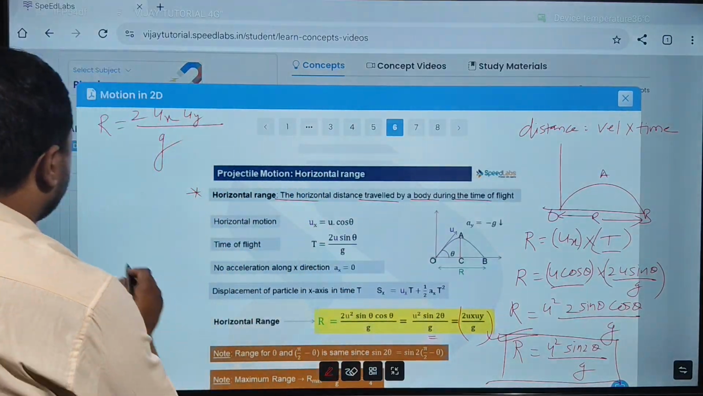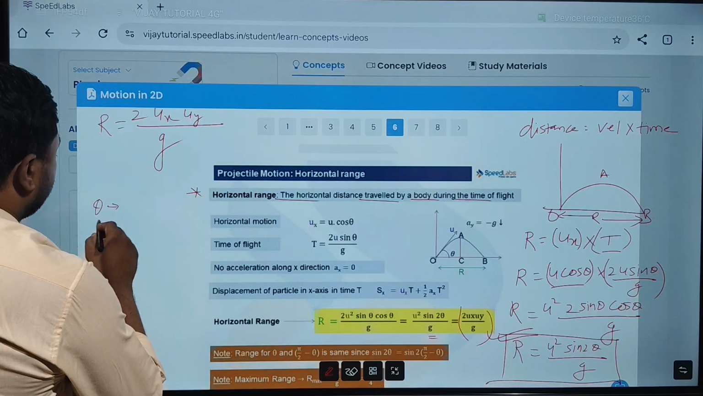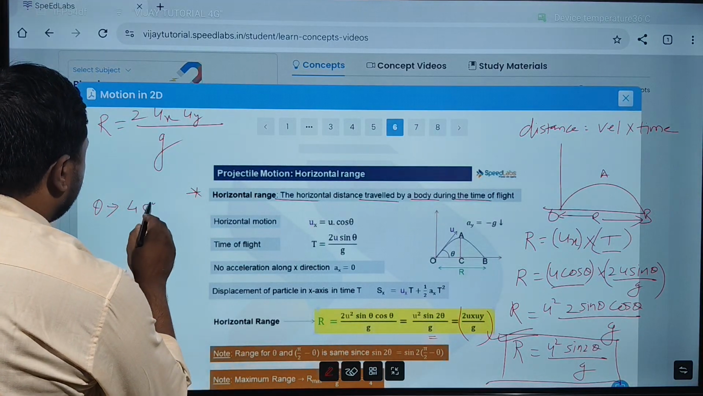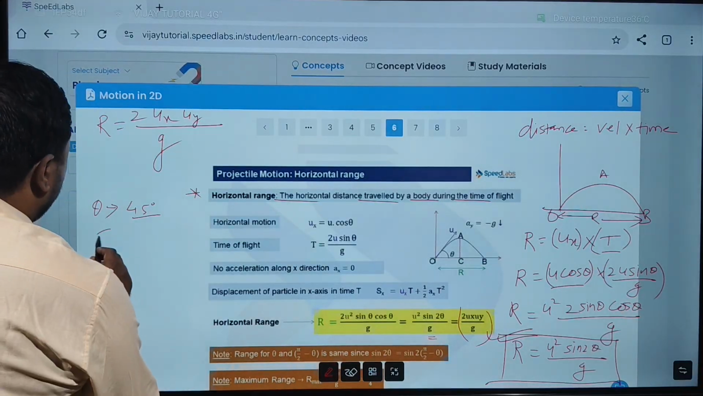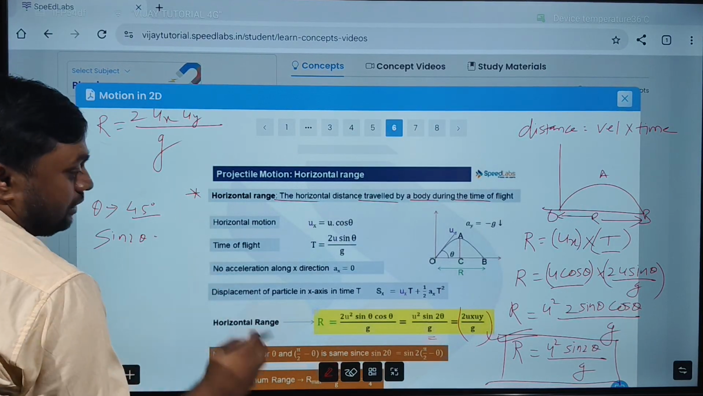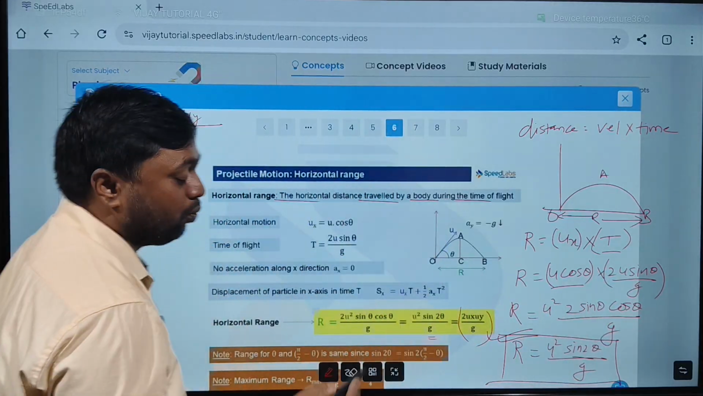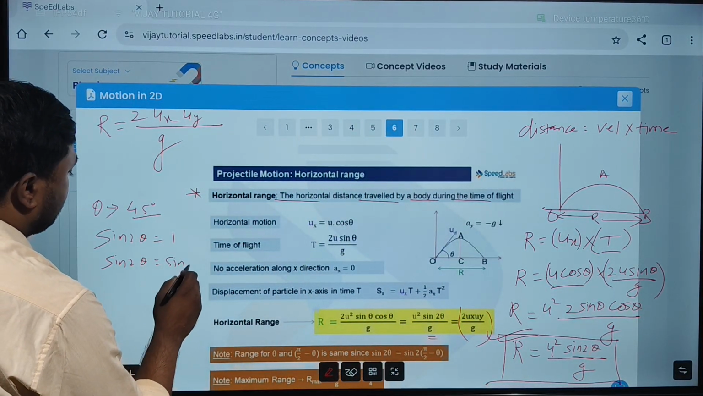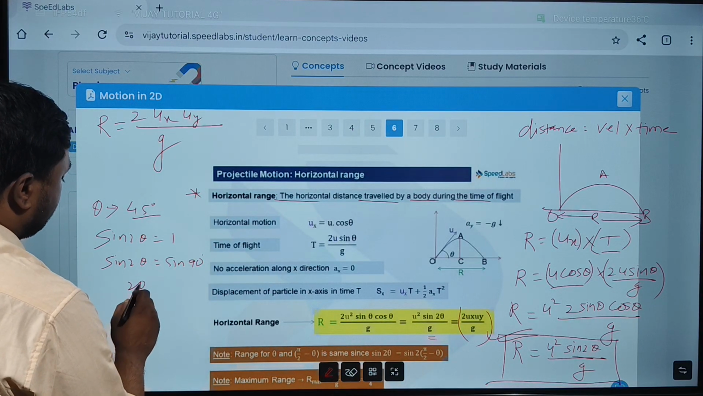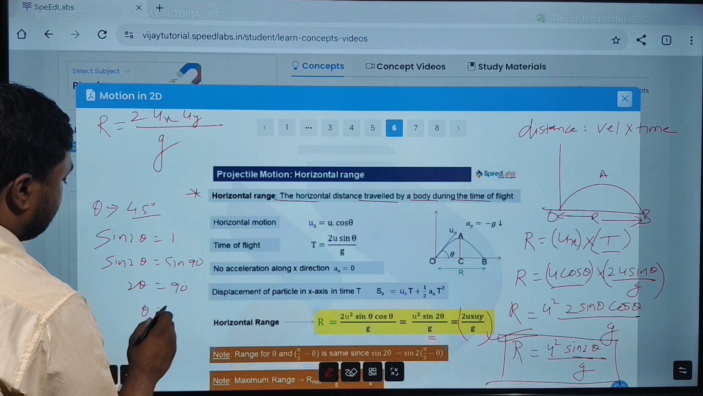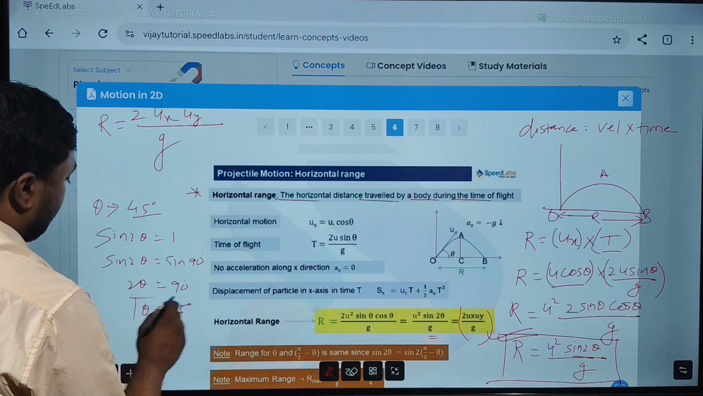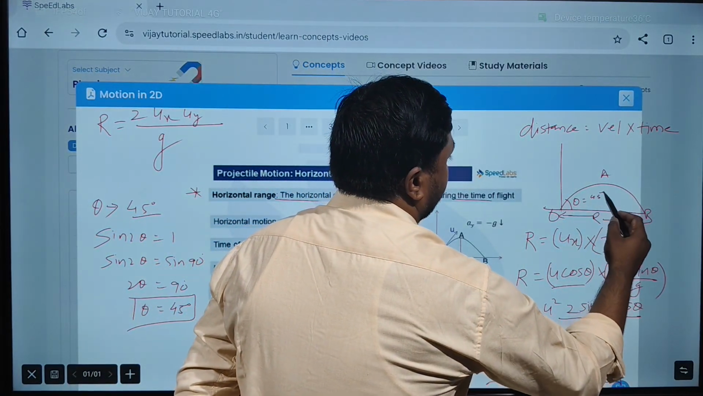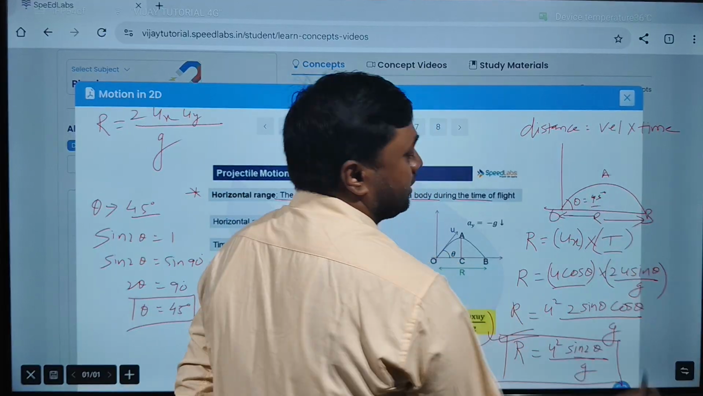You should remember the range is a maximum whenever a particle is projected at 45 degrees. Why? Because what is the maximum value of sin 2 theta? Sin 2 theta maximum value is 1. For what value is sin equal to 1? That is sin 90 degrees. So here 2 theta is 90 degrees, so from here theta is equal to 45 degrees. So if a particle is projected at 45 degrees, the range is maximum. Is it clear?